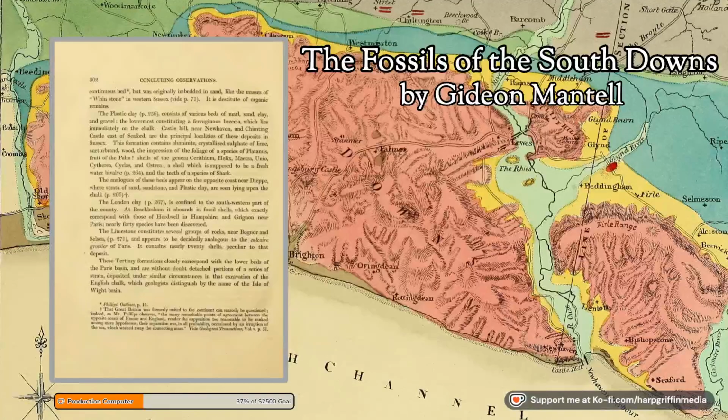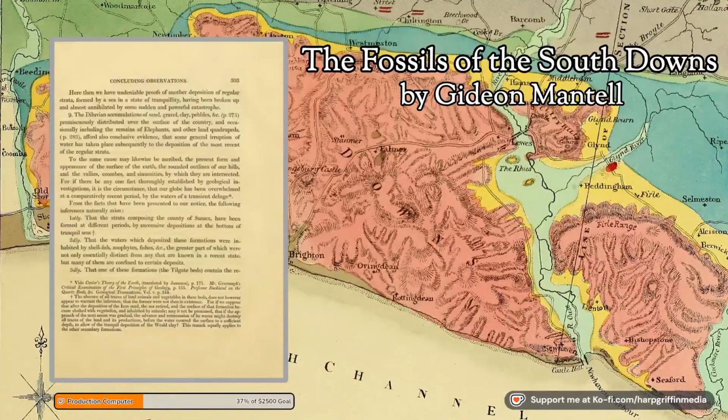The limestone constitutes several groups of rocks near Bognor and Selsey, page 271, and appears to be decidedly analogous to the calcaire grossier of Paris. It contains nearly 20 shells peculiar to that deposit. These tertiary formations closely correspond with the lower beds of the Paris basin, and are without doubt detached portions of a series of strata, deposited under similar circumstances in that excavation of the English chalk, which geologists distinguish by the name of the Isle of Wight Basin.